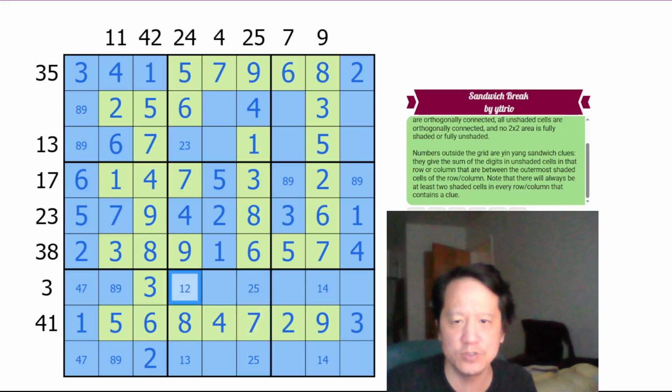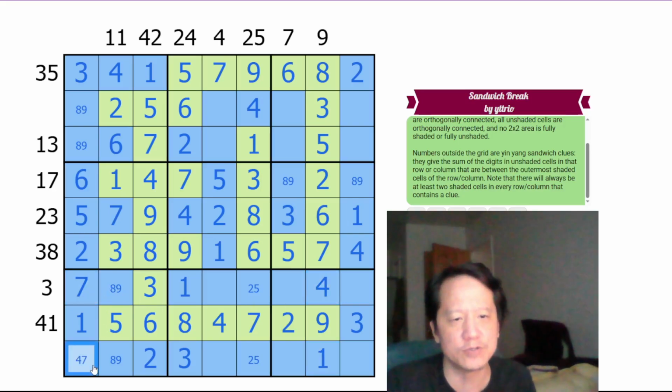This can't be 2 anymore. It's 1, which makes that 3, which makes that 2. 1 eliminates 1 here, so it's 4 and 1. 4 eliminates 4 here, so it's 7 and 4.